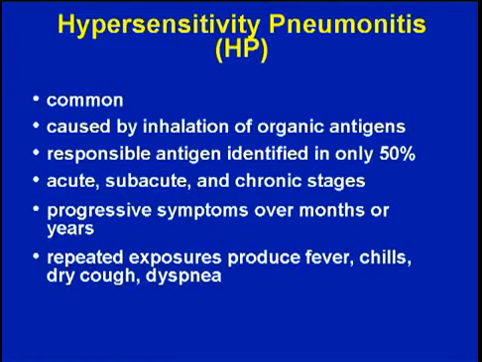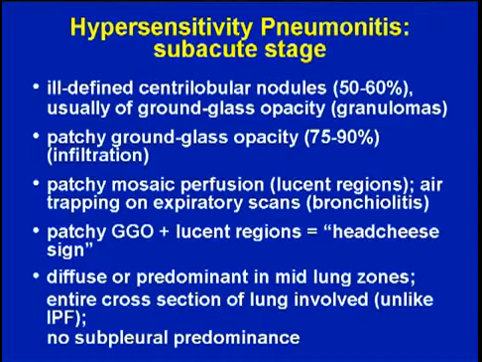Usually patients are initially diagnosed, or at least come to initial attention during the subacute phase. They have progressive symptoms over months or years. Repeated exposures to whatever the antigen is produces fever, chills, dry cough, and dyspnea.